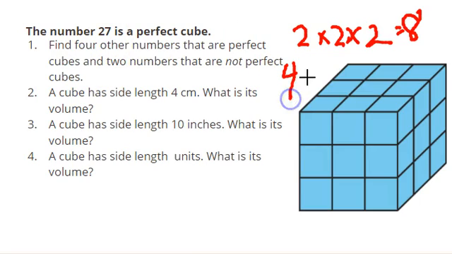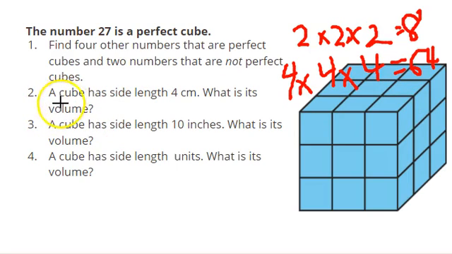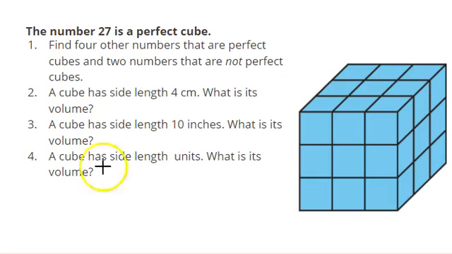Could do 4 times 4 times 4. 4 times 4 is 16. And then times 4 more would get you 64. So you can see that cubes start going up even faster. Oops, looks like I answered number 2. So the side length is 4 centimeters on a cube. Its volume would be 64 cubic centimeters. What about this one? Cube has side length of 10 inches. What's the volume?